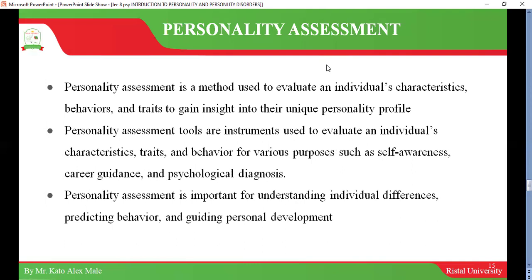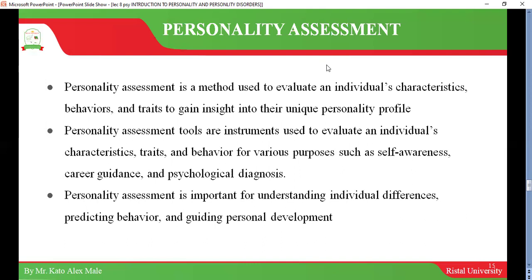We now proceed to personality assessment. This is a method used to evaluate an individual's characteristics, behaviors, and traits to gain insight into their unique personality profile. We have this definition at the beginning of this session, so this is just an emphasis on what we defined. Personality assessment tools are instruments used to evaluate an individual's characteristics. In other words, the tools you use in assessment.